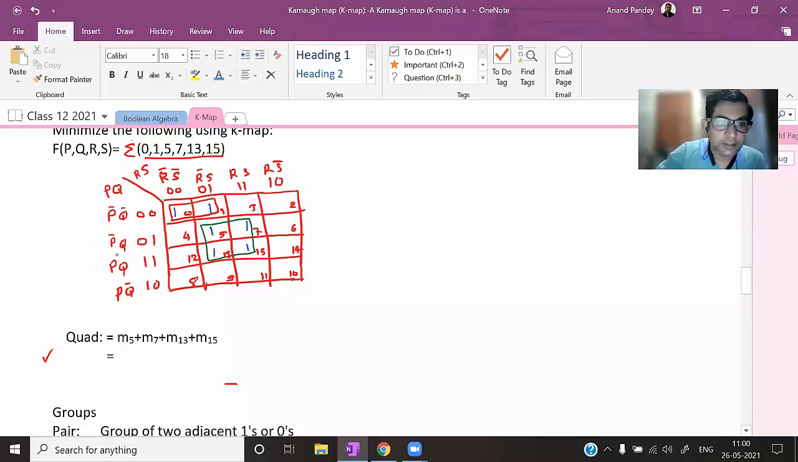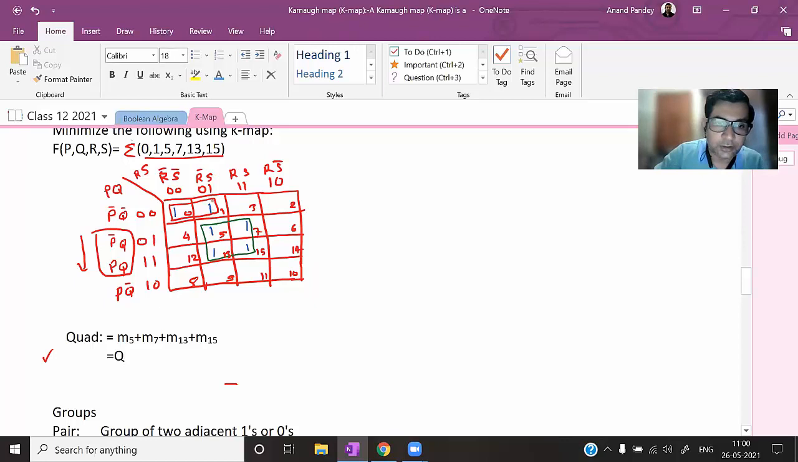See, this square is acquiring these two rows. Moving through the rows, you can see the state of P is changing. P bar has become P, its state has changed. But Q is the same, no change is there. So from the rows you'll get Q. Note that whichever variable's state changes, we remove it.